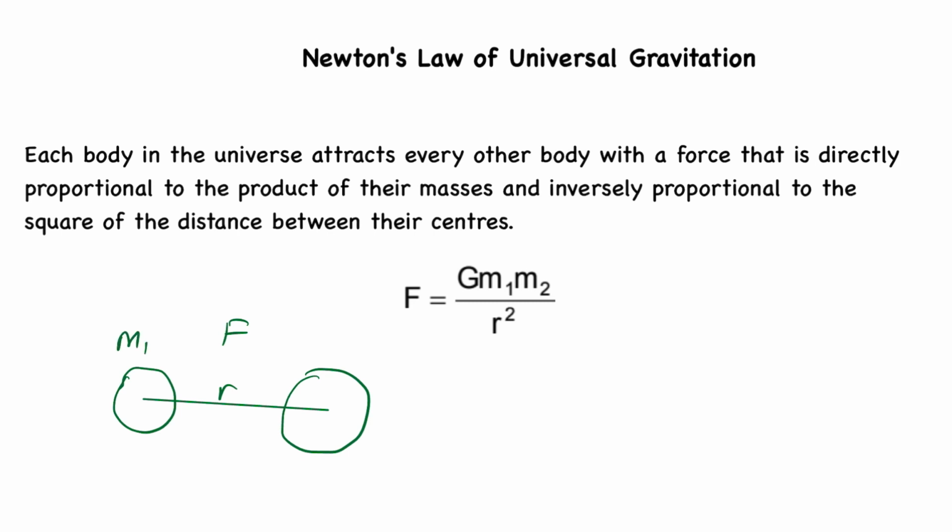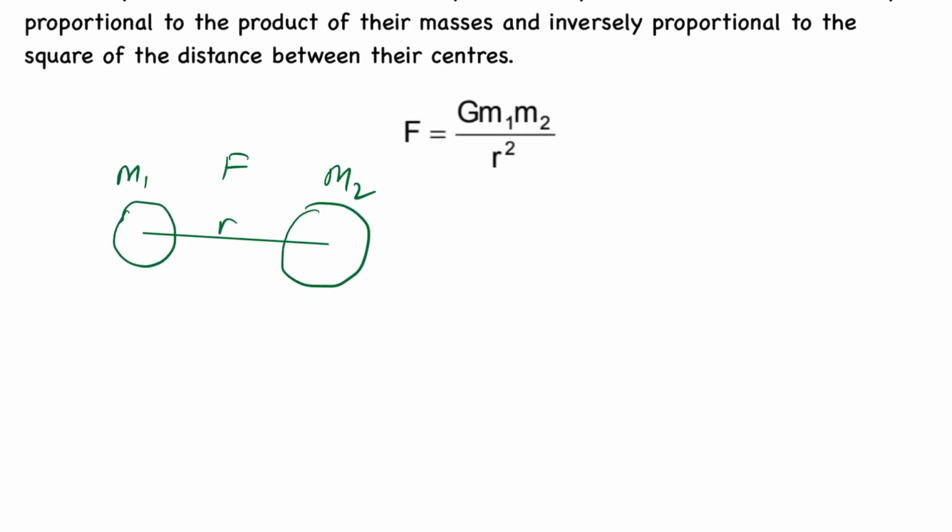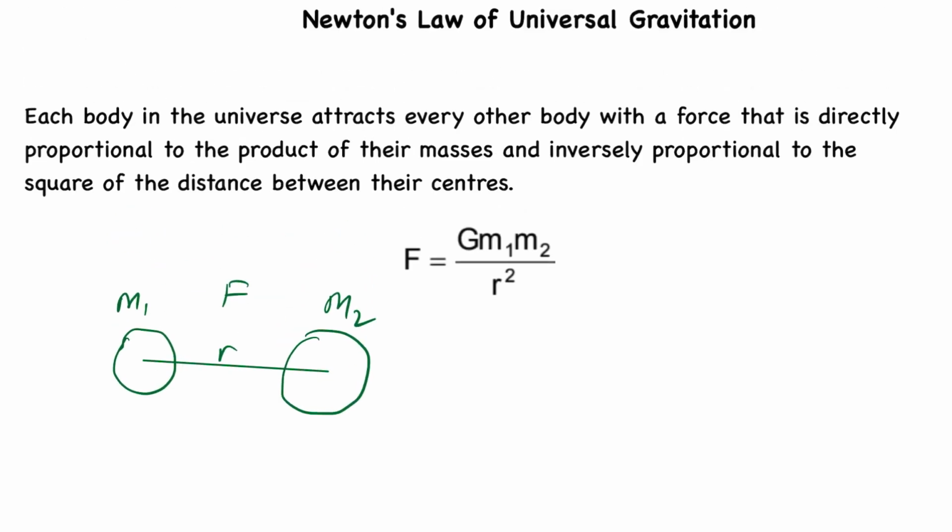Let's say this is body 1, body 2, right? So they have a force. The force that they attract each other with is directly proportional to the product of their masses. What does it mean? From Newton's universal gravitational law, the formula is F equals G m1 times m2 over r squared. The r squared is the distance between their centers.